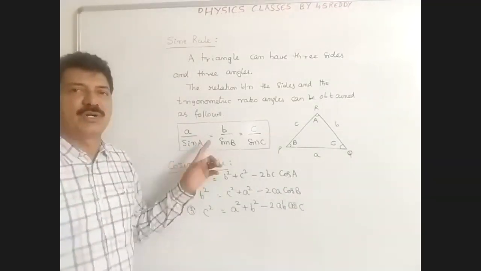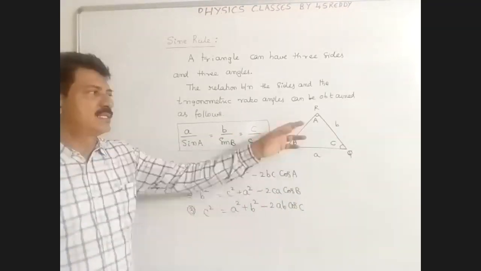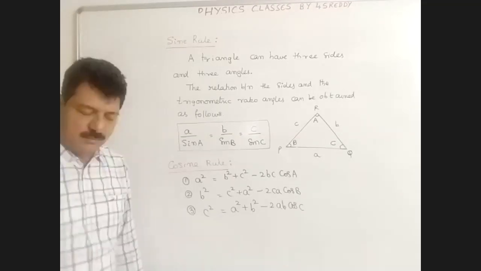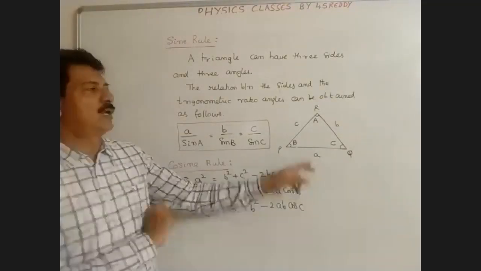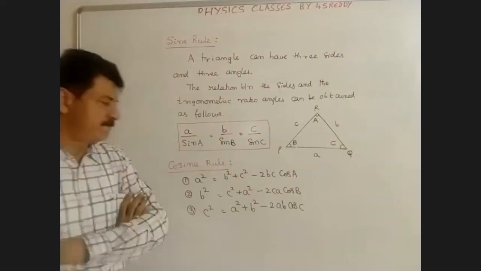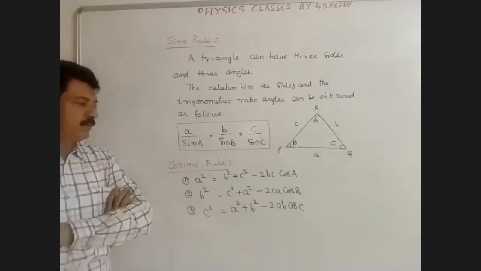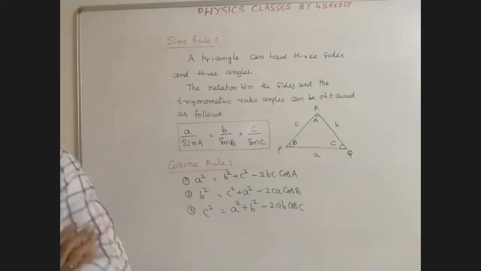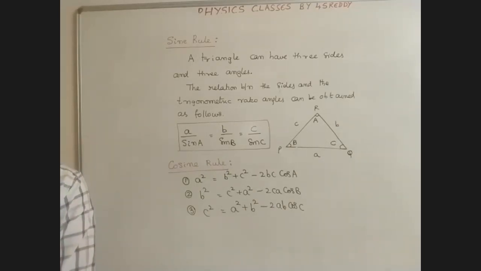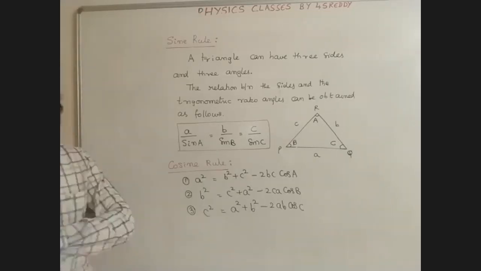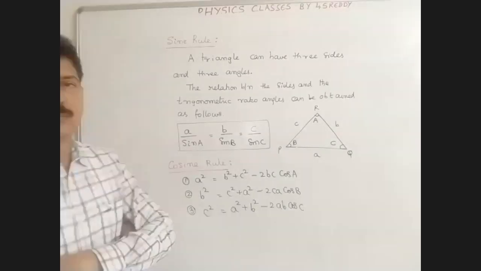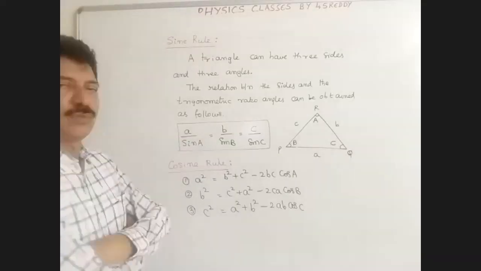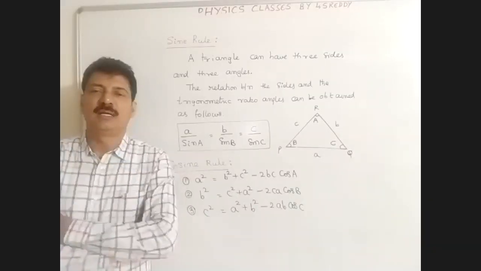Sine rule always gives the ratio of the opposite side to the sine angle. Any side to the opposite sine angle always remains constant. You should have all these formulas by heart, so that whenever you are doing problems in this, you can easily get the answers.